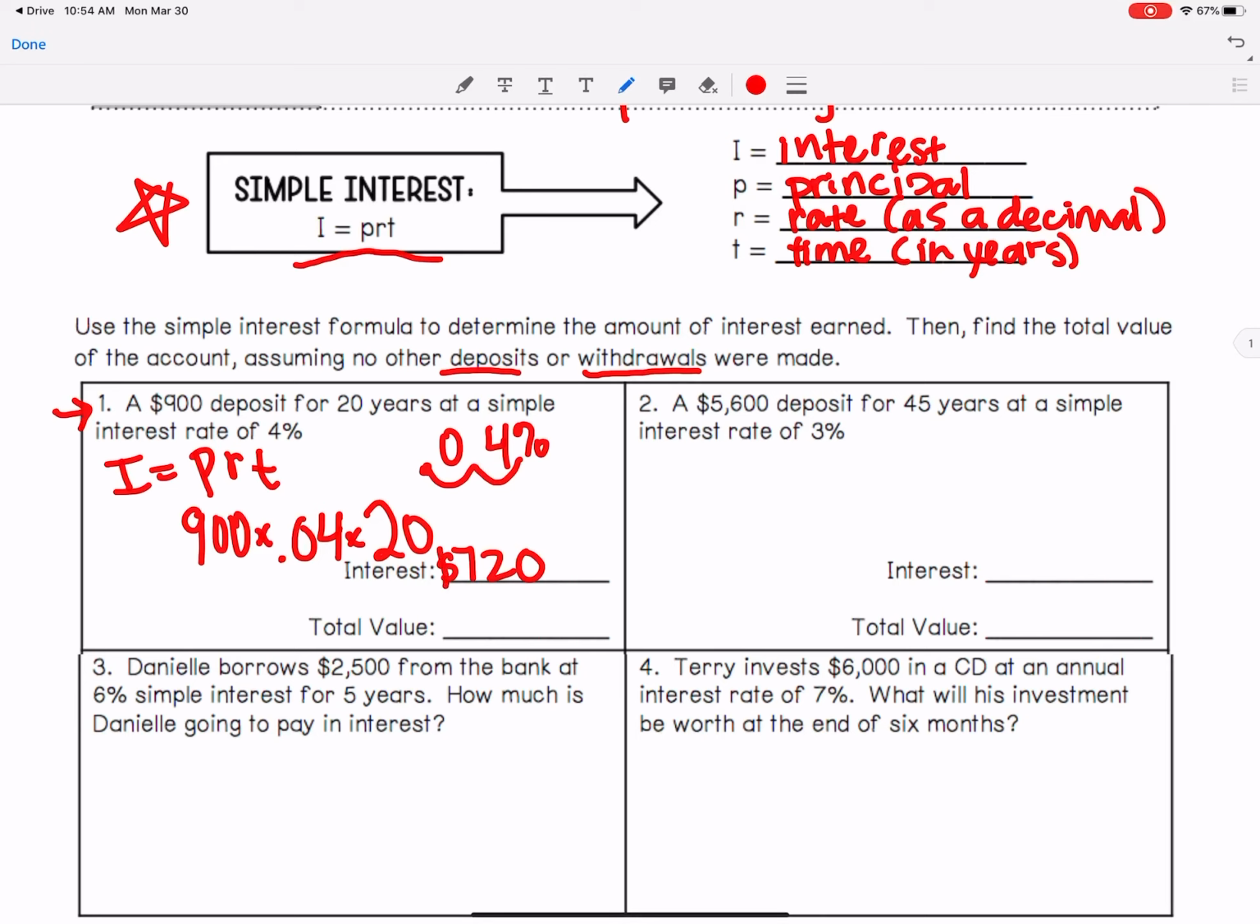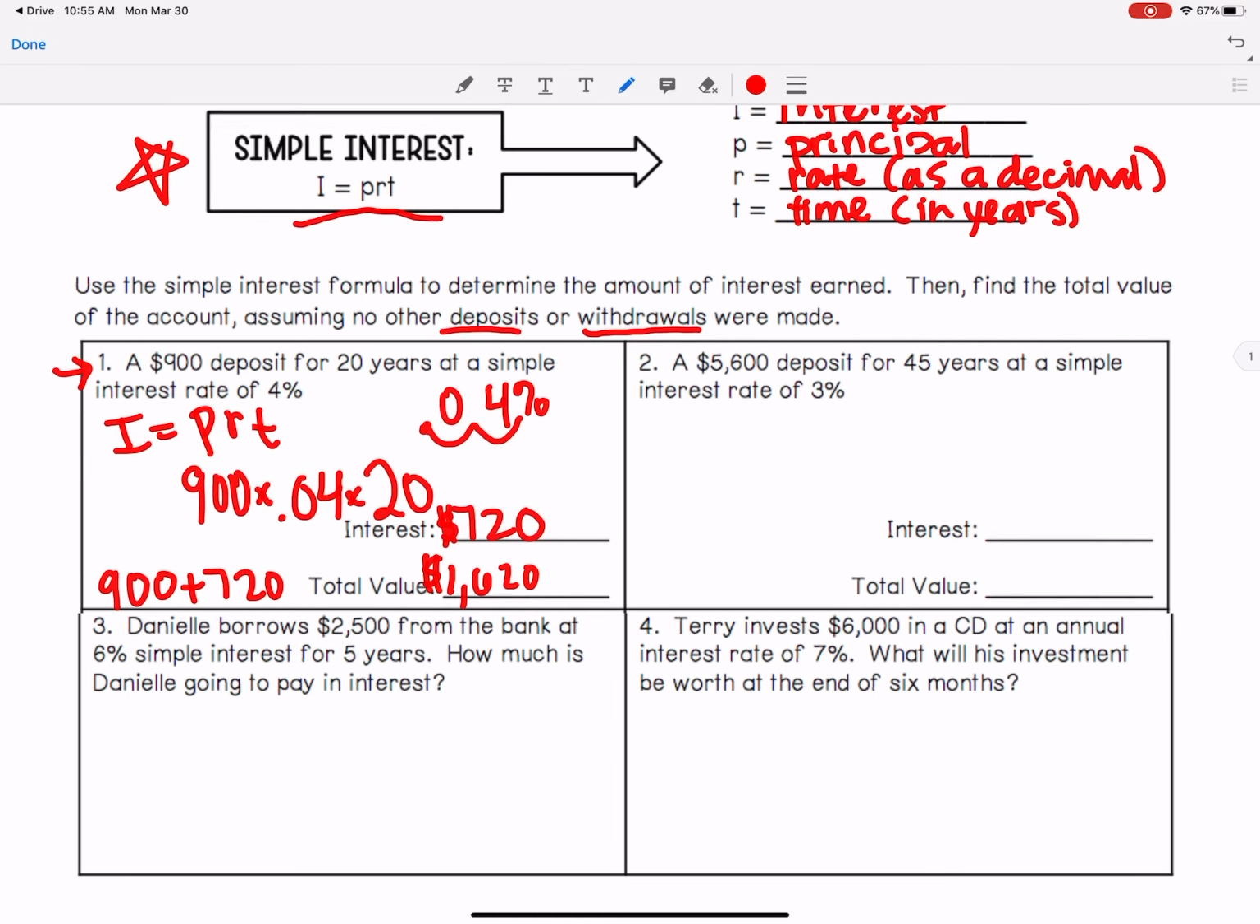$720. So if you were to put $900 into an account for 20 years and you earn $720, what's your total value now? In order to get that, we have to do the amount you put in plus the amount you earned over that 20 years. So 900 plus 720 gives us $1,620. So that would be your answer.